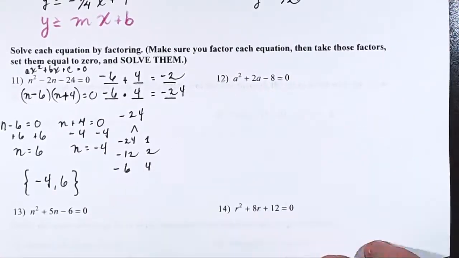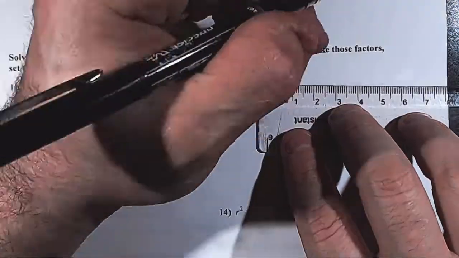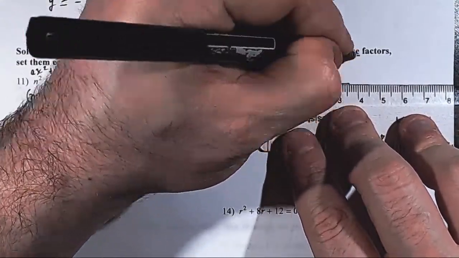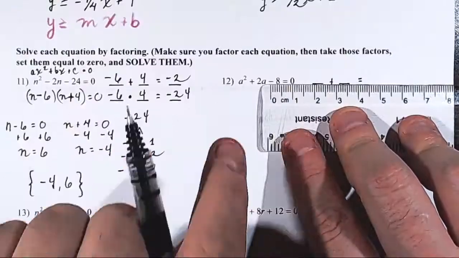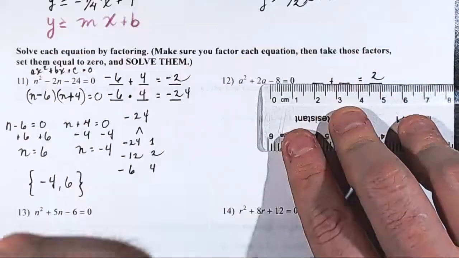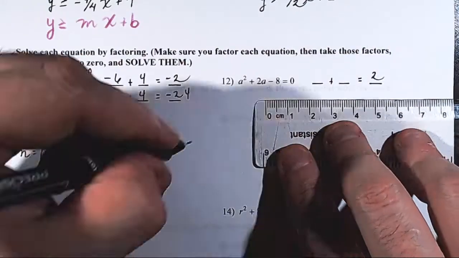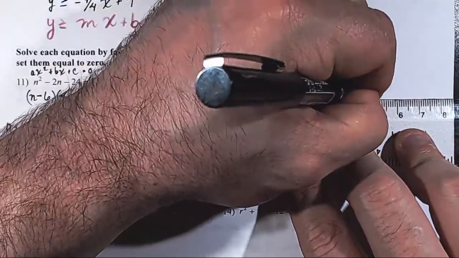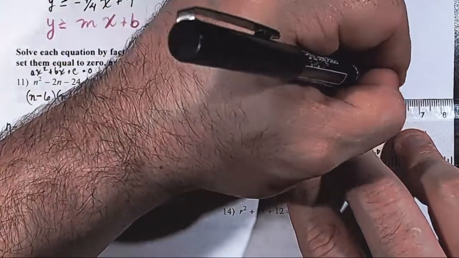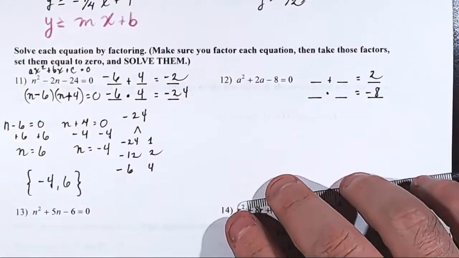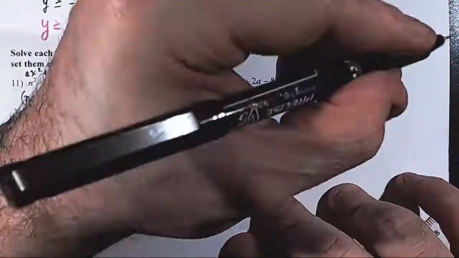Let's find two numbers that add to equal the middle term, which is 2. And those same two numbers need to multiply to equal the last term, which is -8. So let's figure that out.